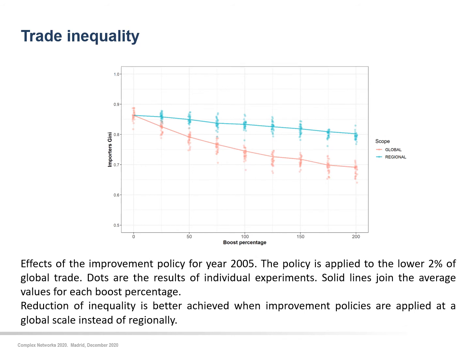Effects of the improvement policy for the year 2005. The policy is applied to the lower 2% of global trade. Those are the results of individual experiments, and solid lines join the average values for each boost percentage. Reduction of inequality is better achieved when improvement policies are applied at a global scale instead of regionally.